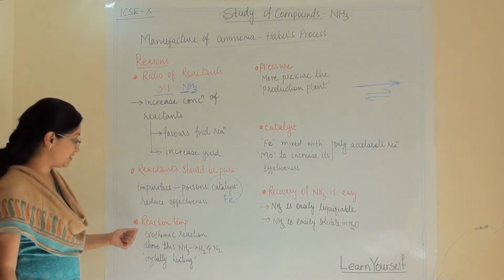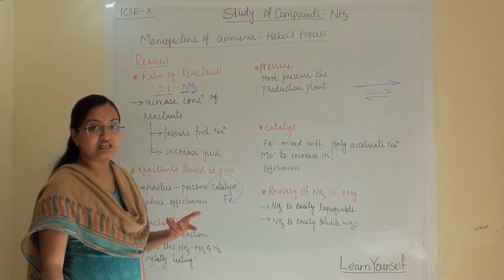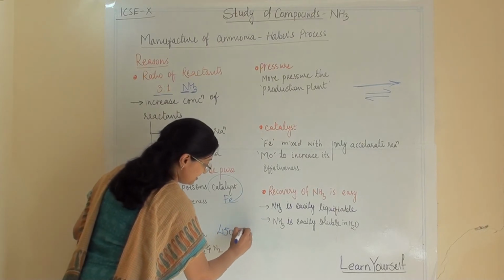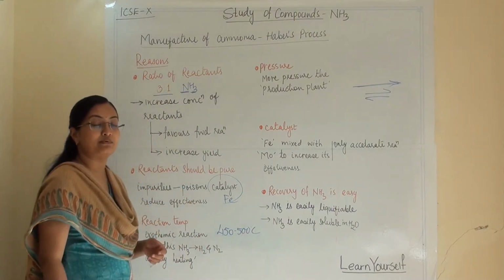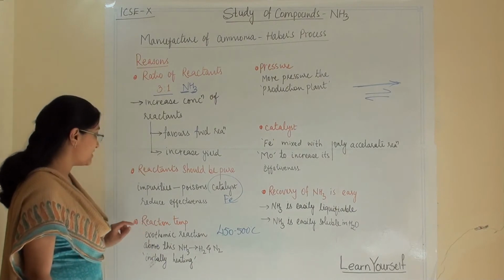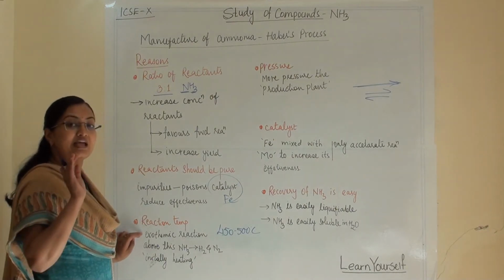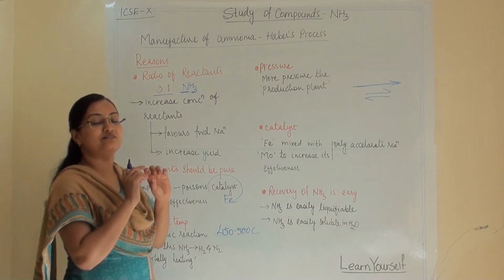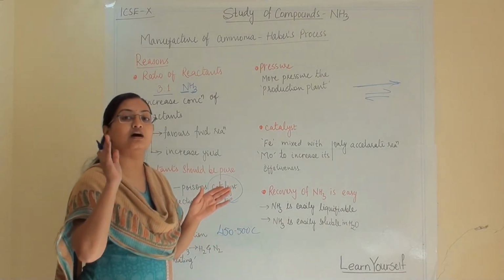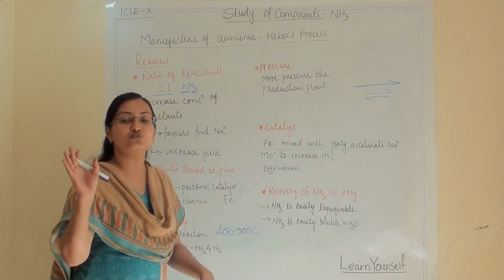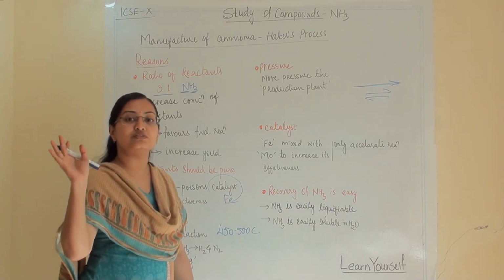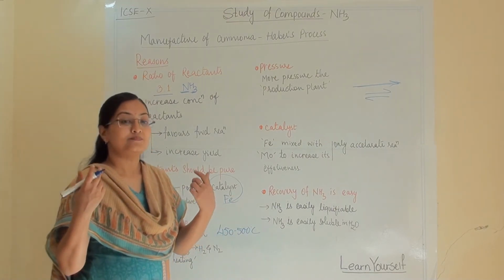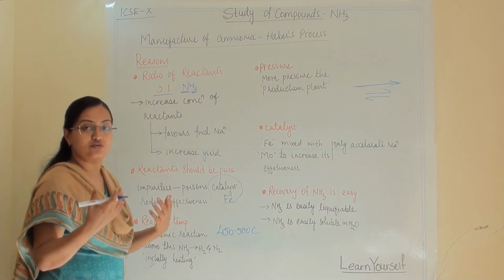Now, reaction temperature. Which temperature are we taking? 450 to 500 degrees centigrade is the reaction temperature we are maintaining throughout. But this is an exothermic reaction. What is an exothermic reaction? If you remember, I have written the reaction, and along with the ammonia I have mentioned that it will give us 22,000 calories. That means it is an exothermic reaction, which gives us heat or energy.